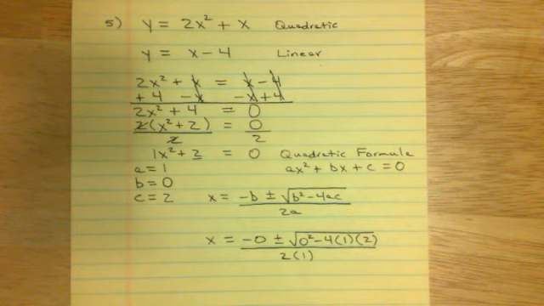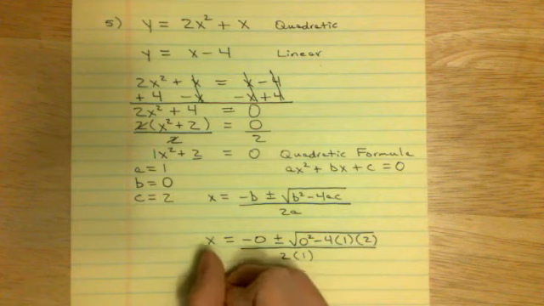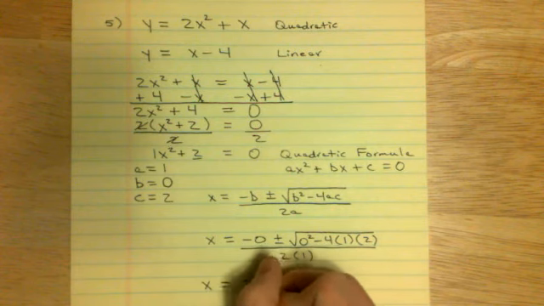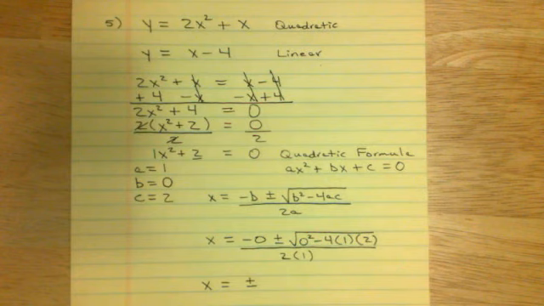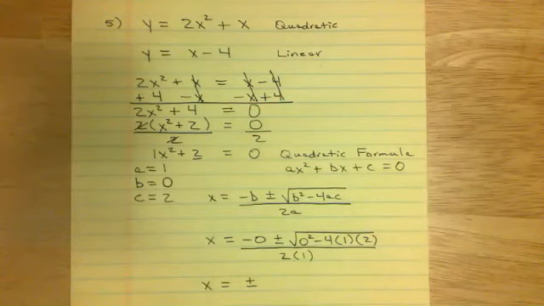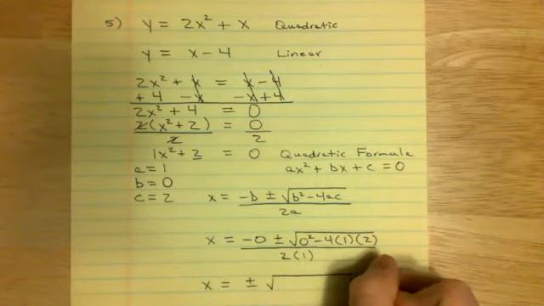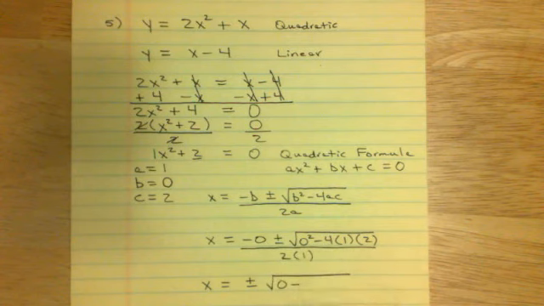So can we simplify this a little bit? Yes. The -0 right here isn't going to do anything. So all I have is a plus or minus. I'm treating the -0 like it doesn't even exist, which it doesn't. On the inside of the radical, I'm going to have 0 squared, which we know is 0, minus 4 times 1 times 2. That's going to give me 8.